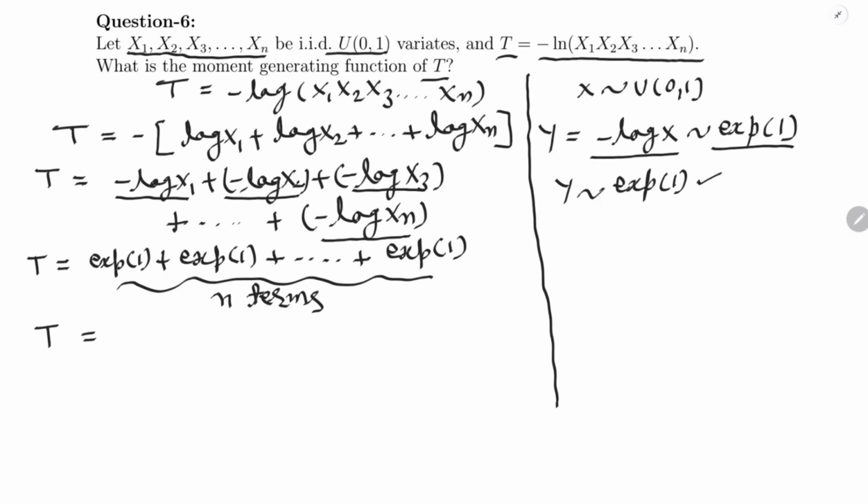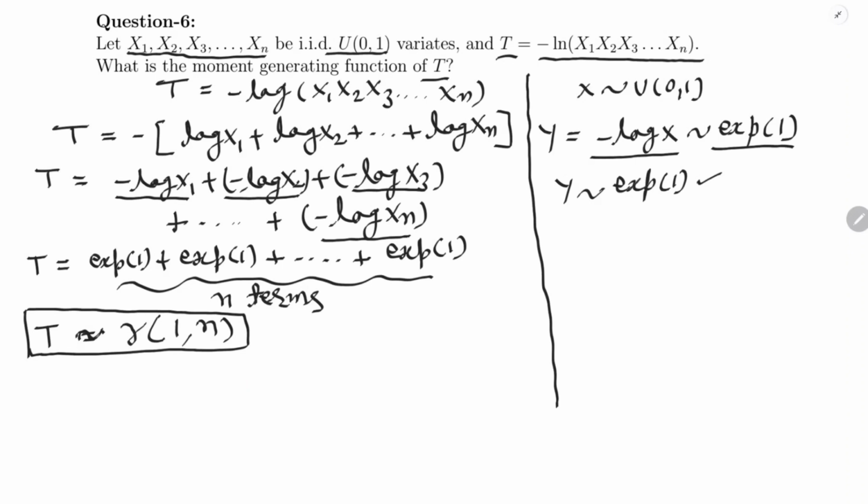The sum of exponential distributions follows the gamma distribution. So we can write that t will follow the gamma distribution with rate parameter 1 and scale parameter n. Why n? Because we are adding n exponential distributions. So what is the distribution of t? T is actually a gamma distribution with rate parameter 1 and scale parameter n.